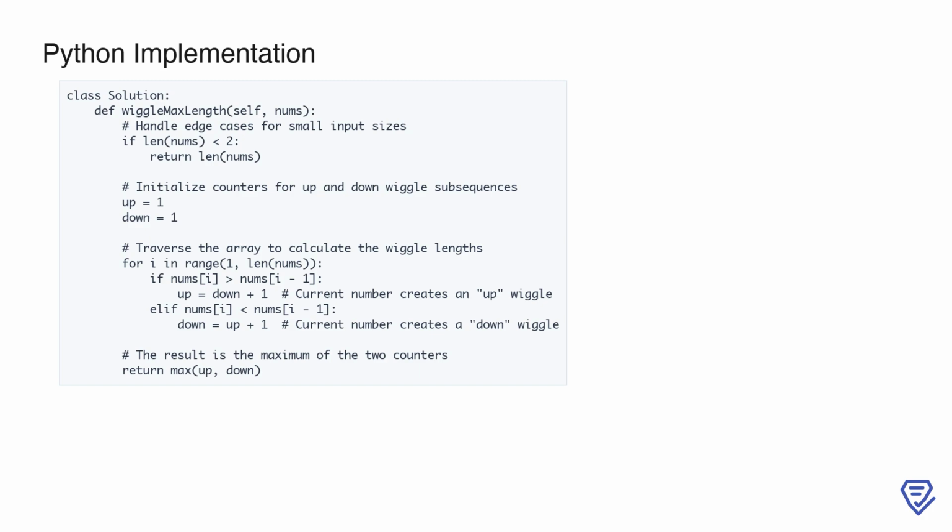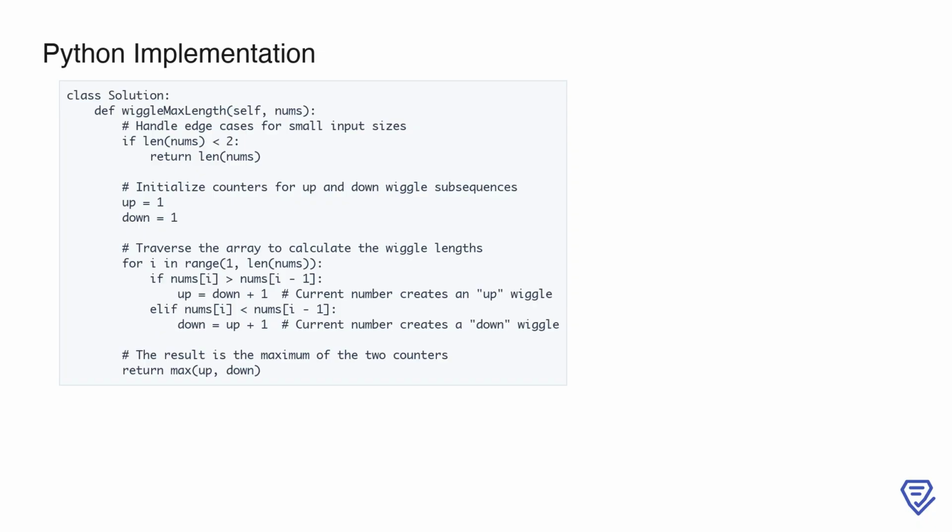The goal is to find the length of the longest subsequence where consecutive differences strictly alternate in sign. First, we handle edge cases where the input list has fewer than 2 elements. In such cases, the length of the wiggle subsequence is simply the size of the list itself. Next, we initialize 2 counters, up and down, to 1. These represent the lengths of the longest wiggle subsequences that end with an upward or downward movement, respectively.